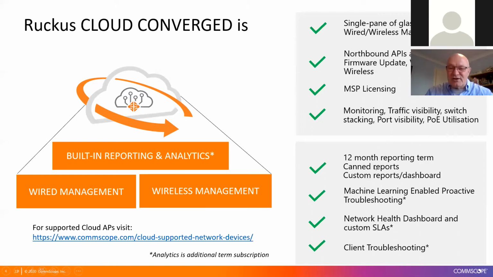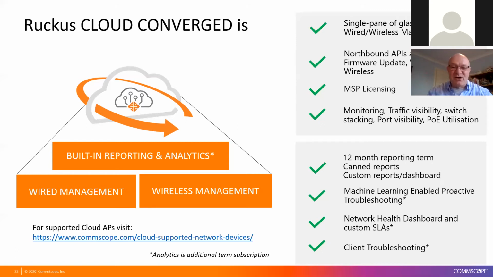Included in the RUCKUS Cloud license is 12 months of reporting, in terms of canned and customized reports and dashboards. And what you can then add to that, which is the asterisked part here, is RUCKUS Analytics. Again, RUCKUS Analytics, which is based in the cloud, can be added as an additional license, where we've got the machine learning capability, network dashboards and custom SLAs, and all the client troubleshooting that gives you great capability of quickly troubleshooting and looking at issues within the network.